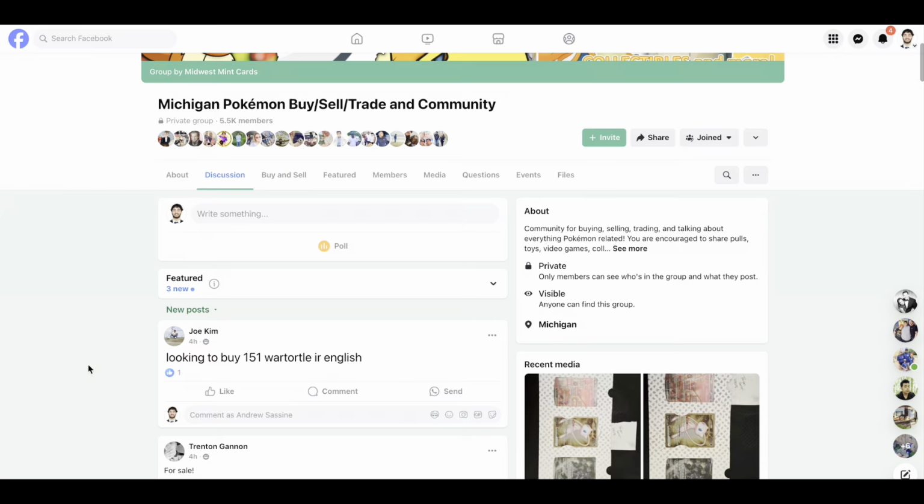So if you go, let's look at this Michigan group. Of course it's a lot lower amount of people, but it's a more filtered group. And most times when you're buying locally, people will be willing to sell it at a discount because they don't have to ship or worry about fees, and it's just more safe for them.